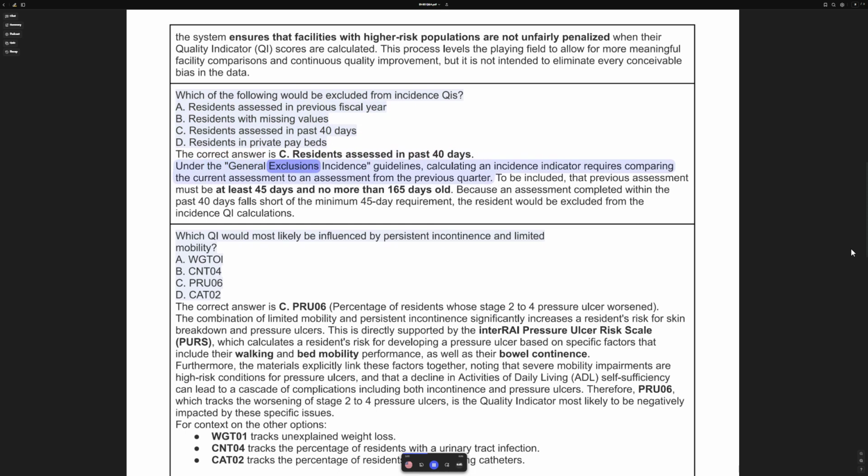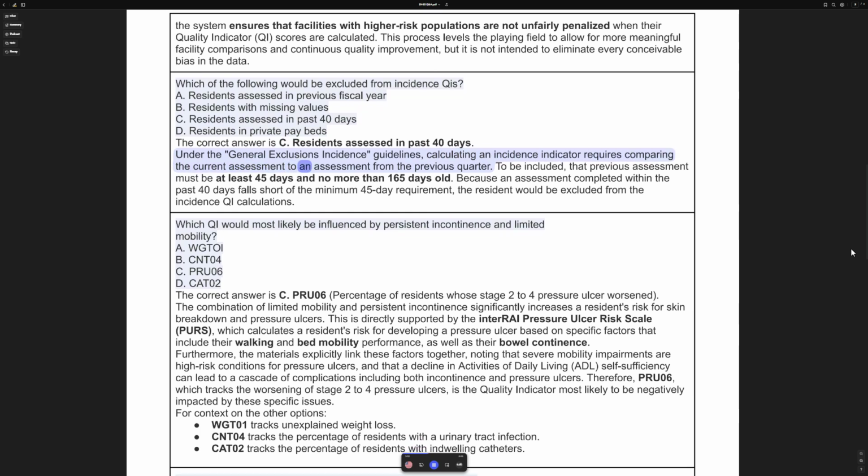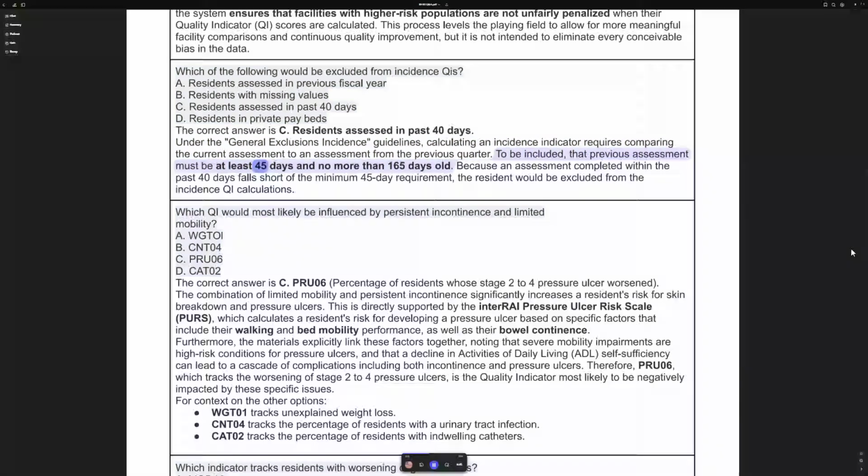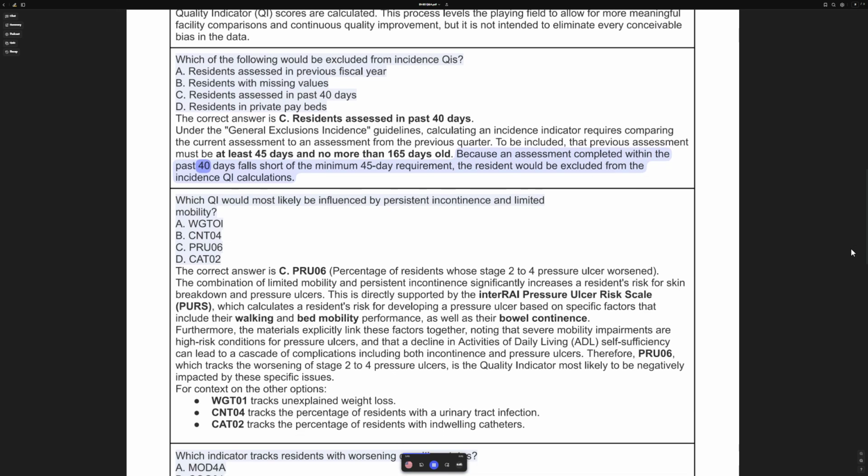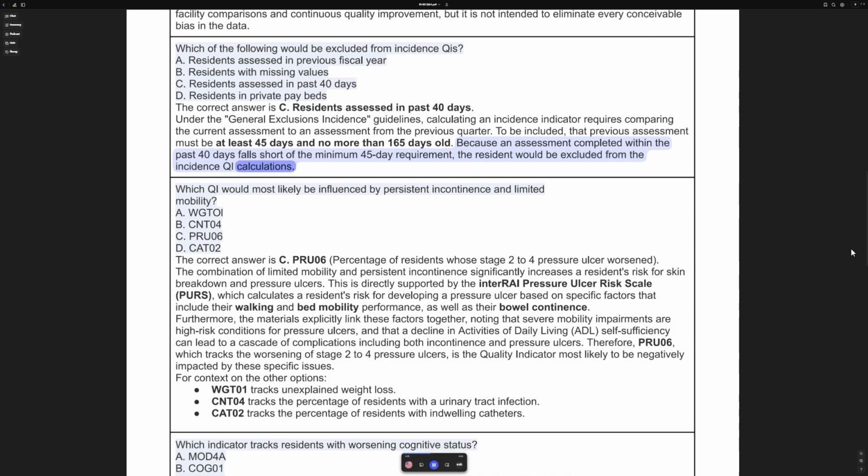Under the General Exclusions Incidence Guidelines, calculating an incidence indicator requires comparing the current assessment to an assessment from the previous quarter. To be included, that previous assessment must be at least 45 days and no more than 165 days old. Because an assessment completed within the past 40 days falls short of the minimum 45-day requirement, the resident would be excluded from the incidence CHI calculations.